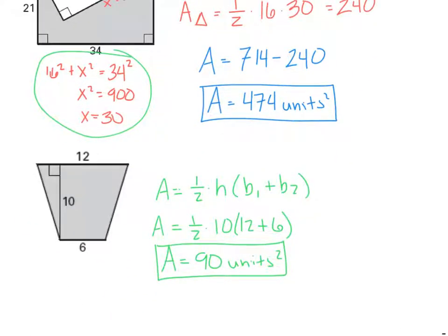The trapezoid down here, 1/2, my height was 10, my one base was 12, my other base was 6. So this one was very simple, straightforward. You had everything you needed. You just had to know the shape and the formula, and then you were done.